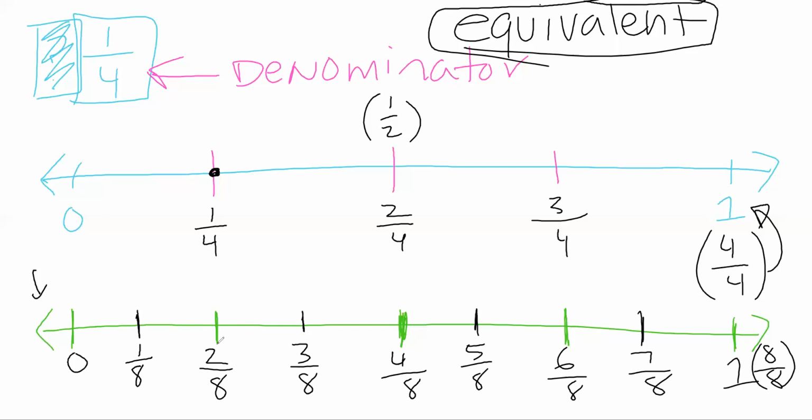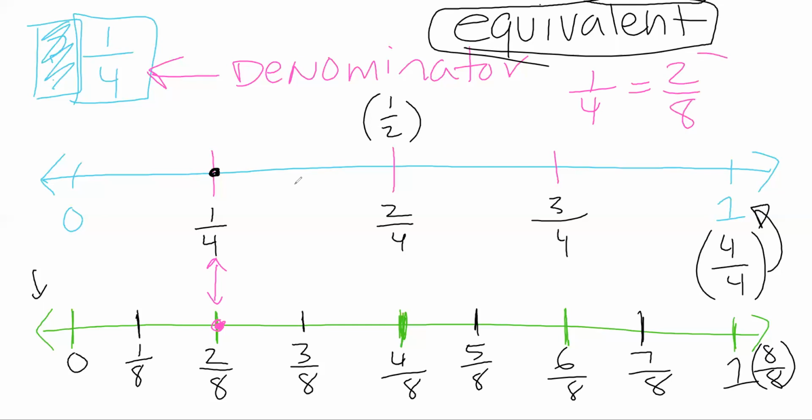We have a fraction that has the exact same value as 1/4, but it looks different. And look, it's lined right up with it. So right here, what that's telling us is that 1/4 is equivalent to 2/8.